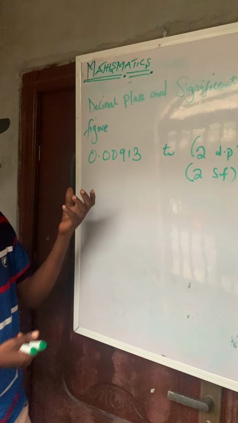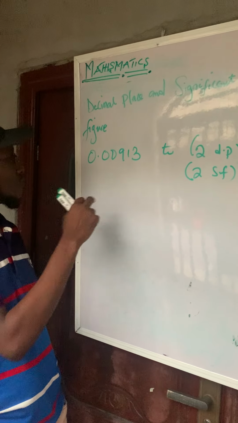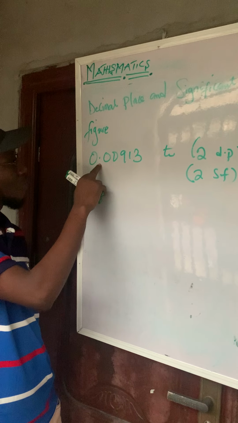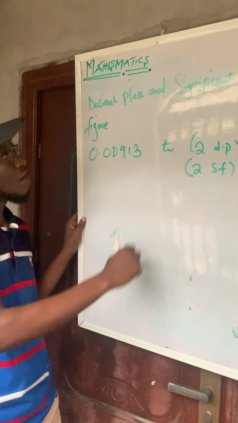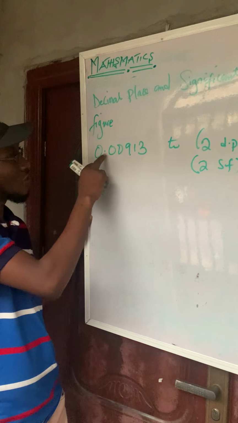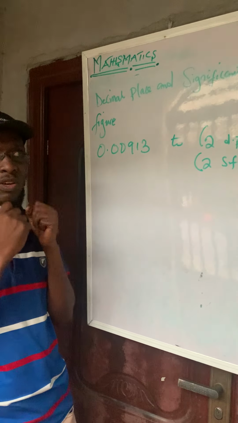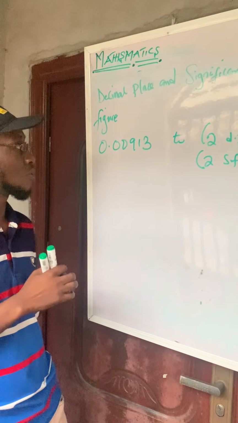Now, let me teach you the difference. In decimal place, our focus is the decimal point. After the decimal point, you begin to count your decimal places. But in significant figure, your focus is not the point. Your focus is non-zero digit. That means a number that is not zero.